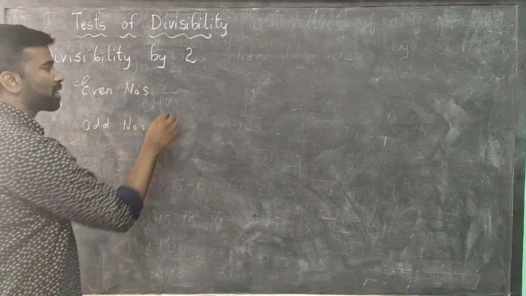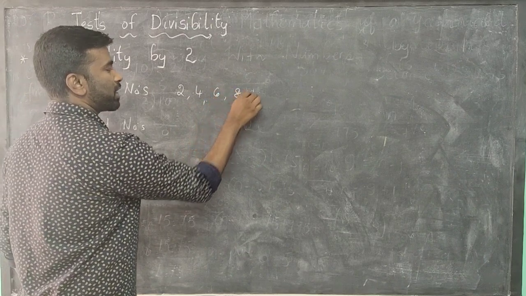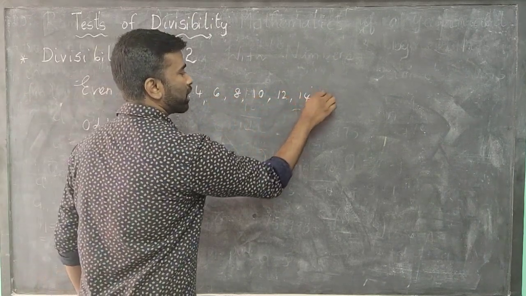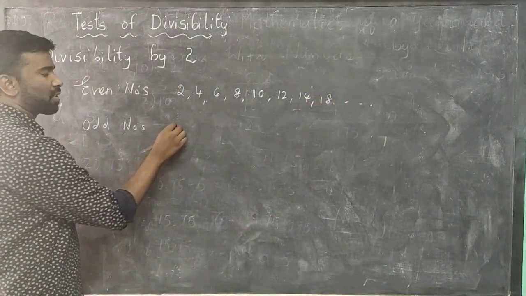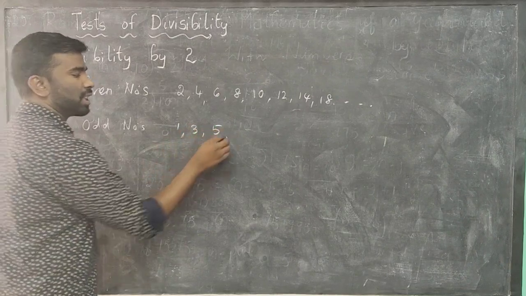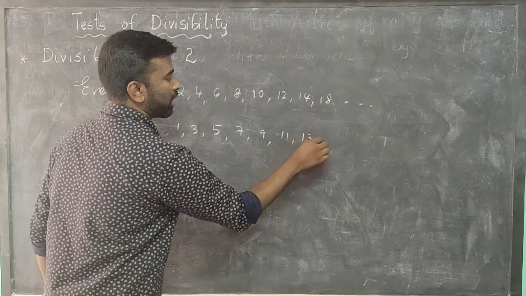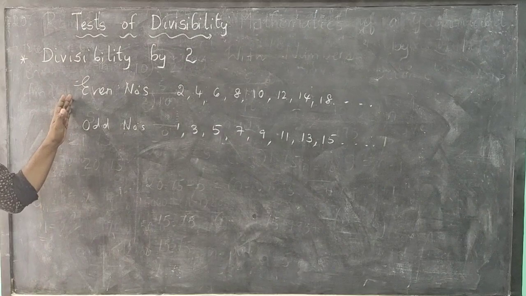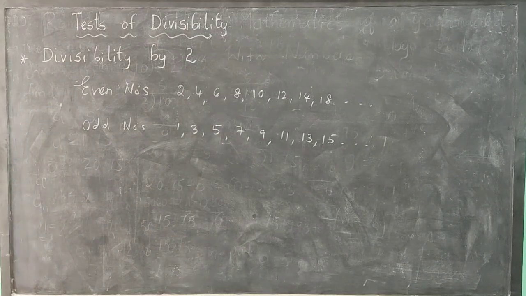The even numbers will start from 2, then 4, then 6, 8, 10, 12, 14, 16 and the list will go on. In the same way, odd numbers will start from 1, then 3, then 5, then 7, 9, 11, 13, 15 and so on. These are the sets of even numbers and odd numbers.